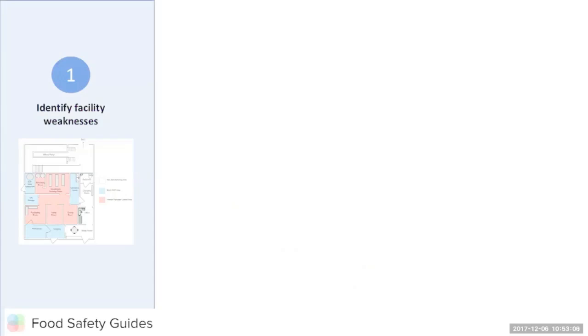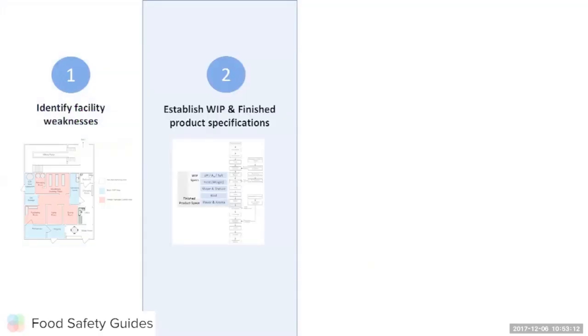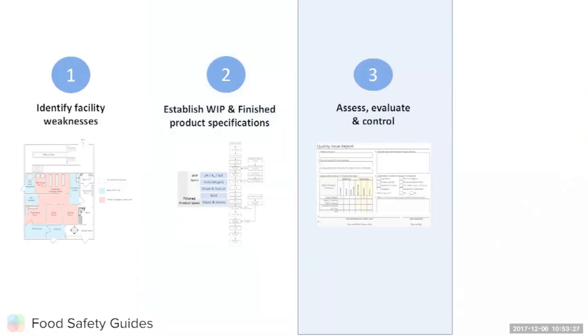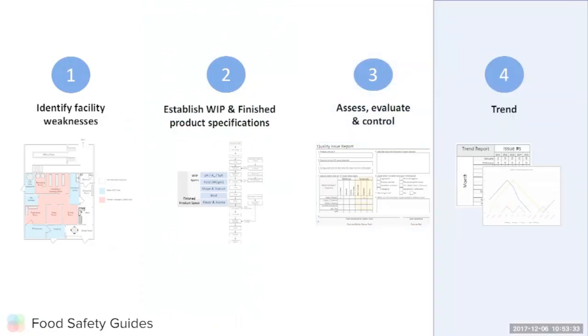So a little summary of what we've discussed is: first, identify the facility weaknesses. Next, establish those specifications for both work in progress and finished product. So we talked about weighing the product as it moves through its different processing steps, for example, so we can identify target yields. Third was to assess, evaluate, and control, essentially document those things so that you can go ahead and trend. And that's my presentation.